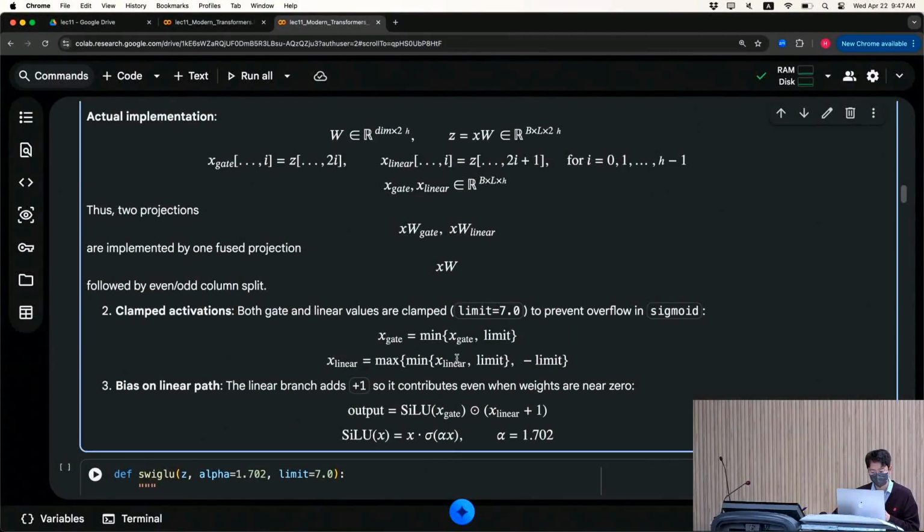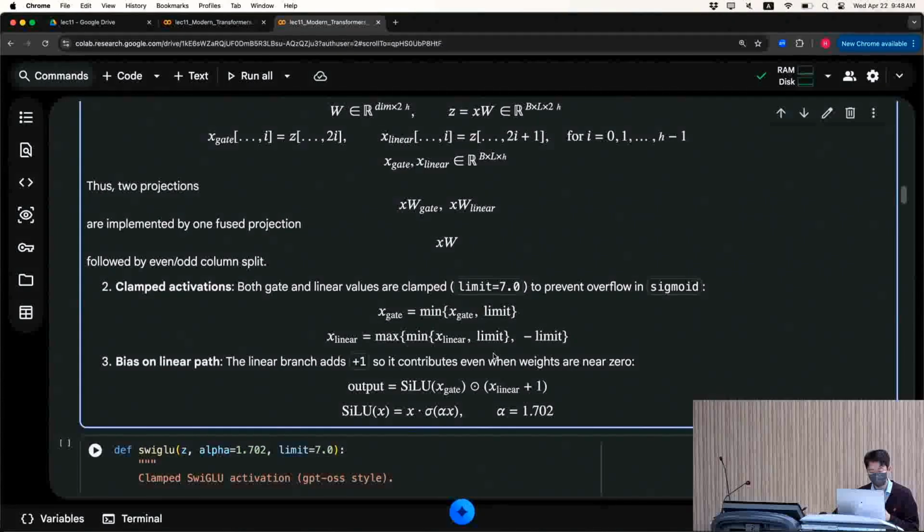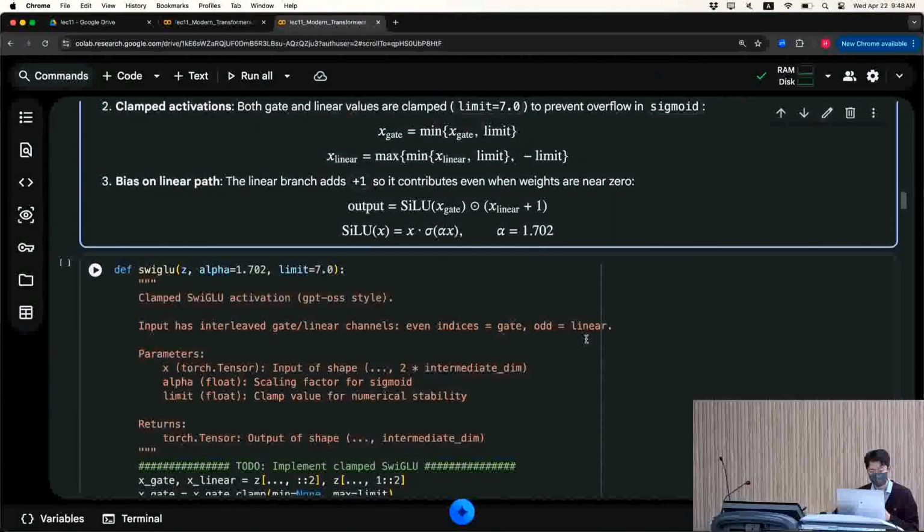And additionally, you need to do clipping. For the gate specifically, you only want to clip the upper bound, so it doesn't exceed this limit. For linear, you want to clip both the lower and upper bound, so it's between negative limit and positive limit. And then you add 1 here, and these are the key differences.